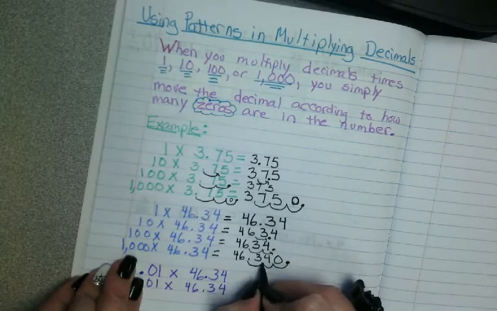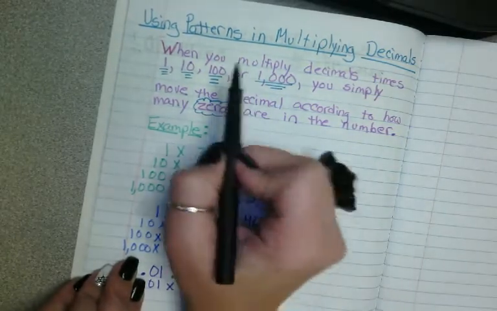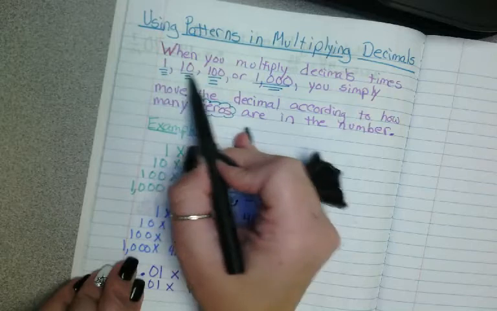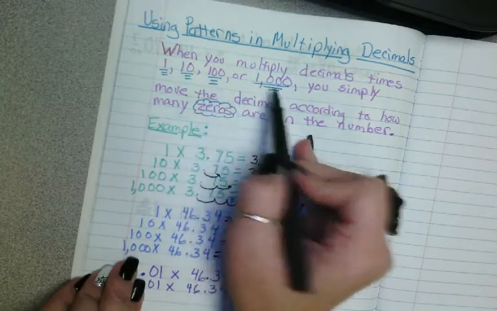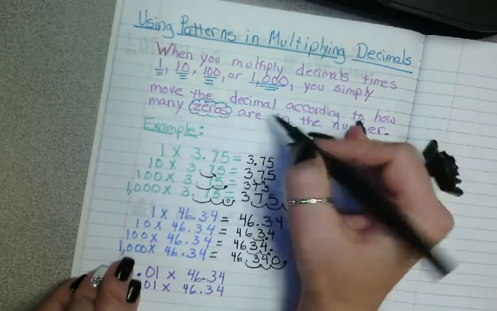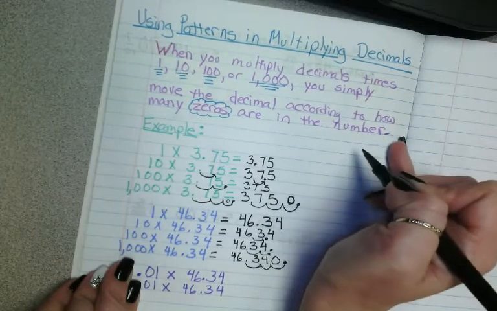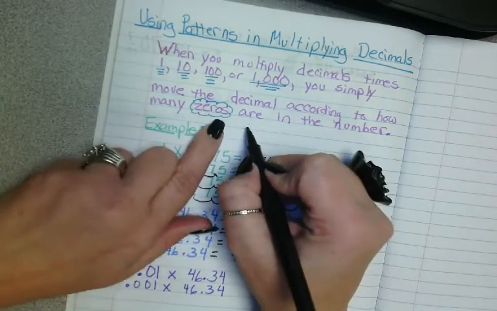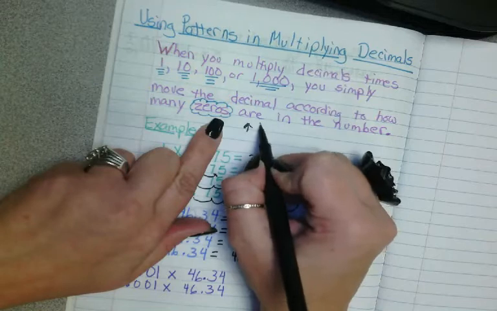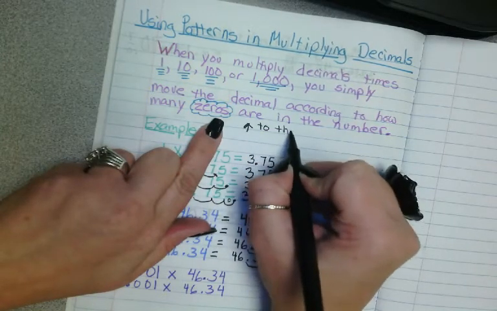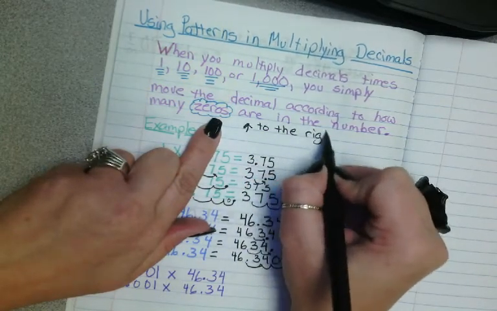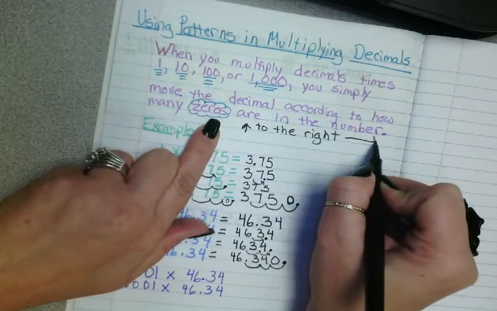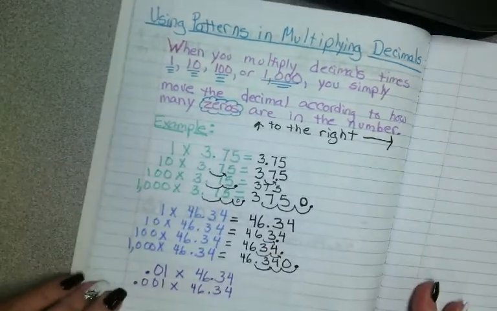It relocates, okay? And remember, when you're multiplying times 1, 10, 100, or 1,000, you're actually going to move the decimal according to how many zeros there are in the number. I'm going to add this to the right. Like that, to the right. Okay?